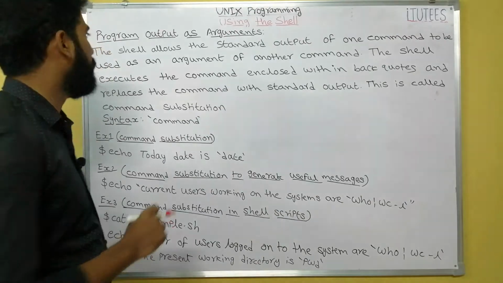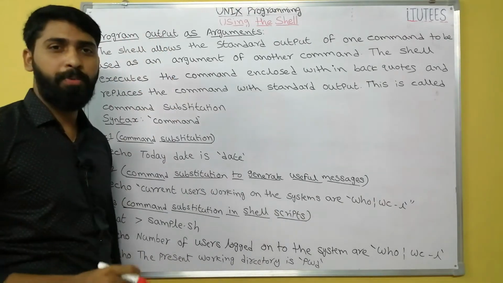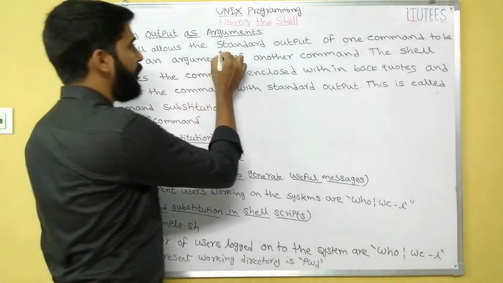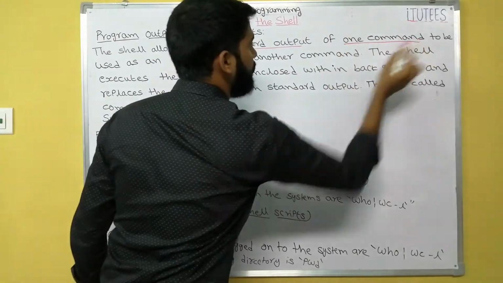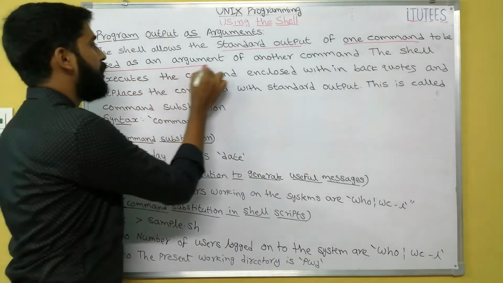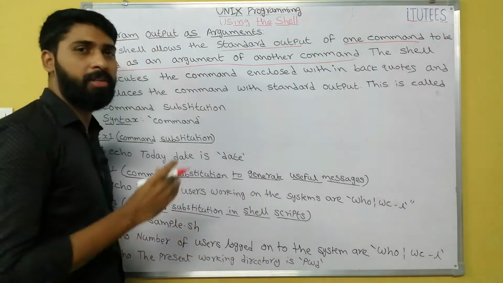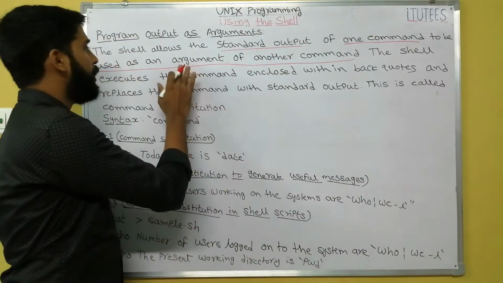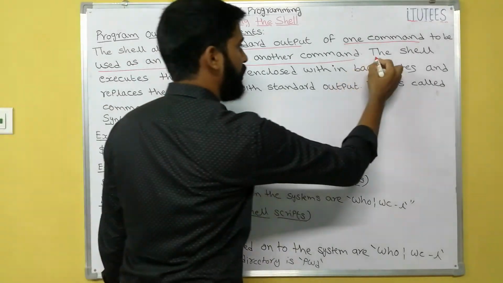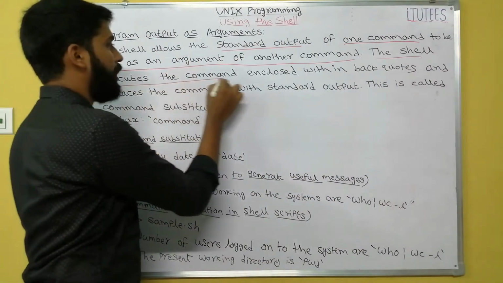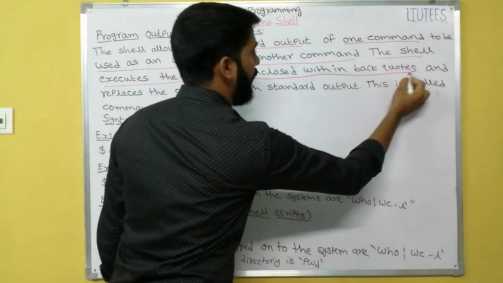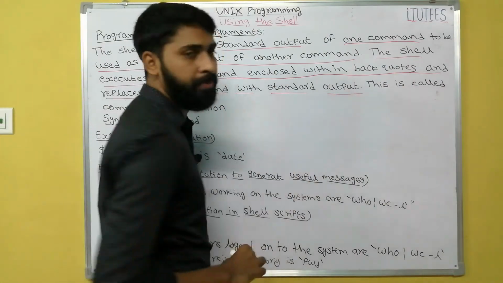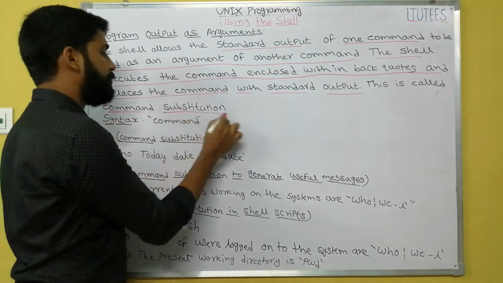In this class we are going to discuss program output as an argument. The shell allows the standard output of one command to be used as an argument of another command. That means here we are going to pass the output of one command as input of another command. The shell executes the command enclosed within backquotes and replaces the command with its standard output. This is called command substitution.